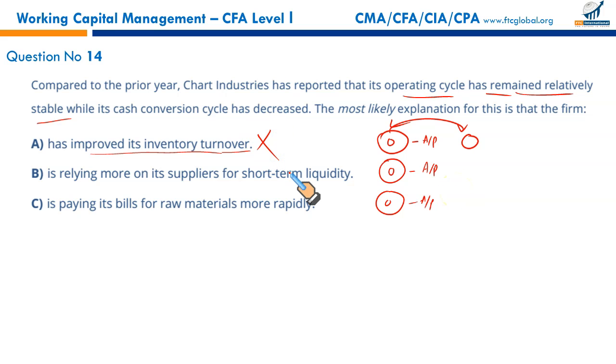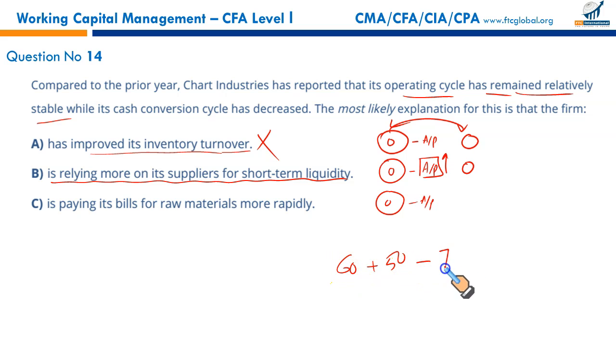It is affecting both. The firm is relying more on suppliers for short-term liquidity. The firm has increased its accounts payable turnover in days. When you increase your accounts payable turnover in days, your cash conversion cycle will be shortened. For example, you take 60 days to hold your inventory in the stock. Your average accounts receivable turnover in days is, let's say, 50. 60 plus 50, 110. And out of this, you take 70 days to pay your supplier accounts payable. You're using your supplier as a source of finance.